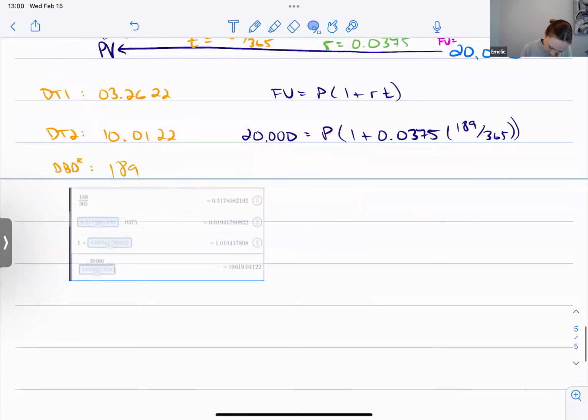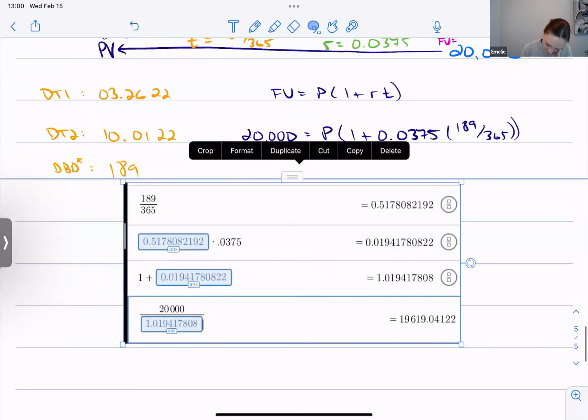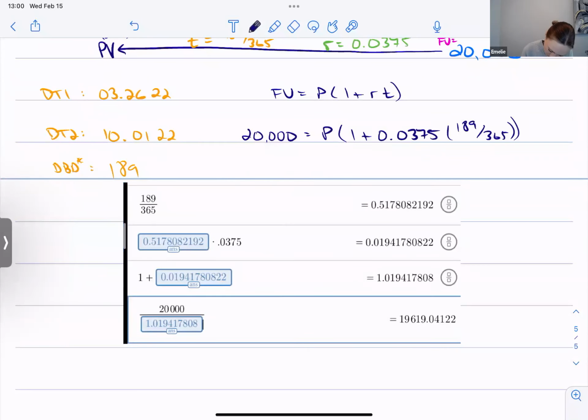Let's see here. Bigger. Okay. So P rounded to 2 decimal places should be 19,619 and 4 pennies from here. Okay.